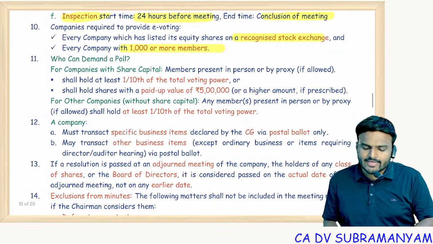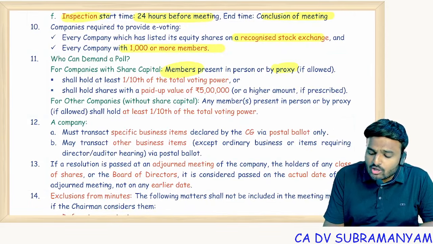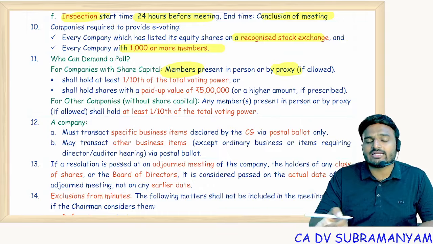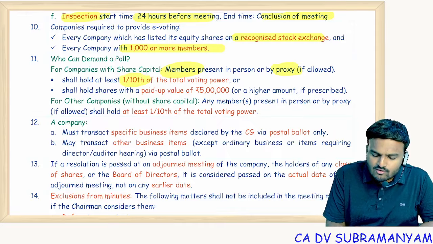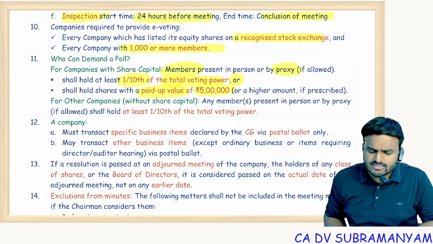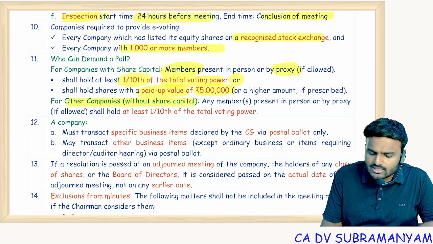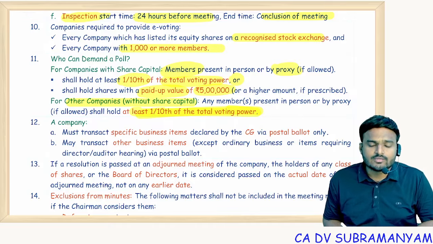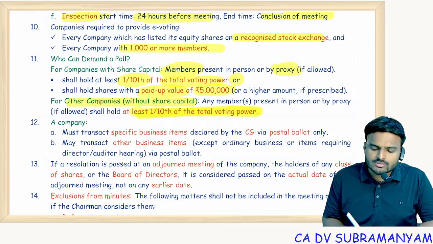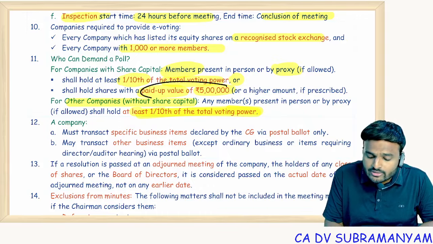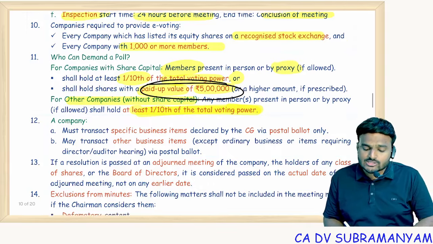Who can demand a poll? Not only members but also proxy. Remember, not only members but also proxy can demand for poll, but they should possess 1/10 of the total voting power or paid up value of 5 lakhs. Any condition satisfied, that's it. If it is a company without share capital, they must have at least 1/10 of the total voting power. So 1/10 of the total voting power is common, but if it is a company with share capital, alternative condition is paid up value of 5 lakhs, you remember.